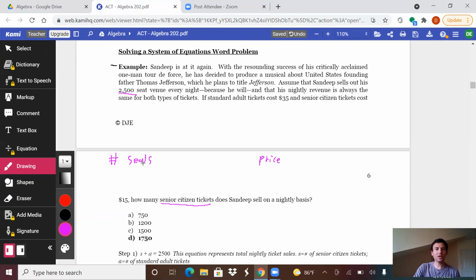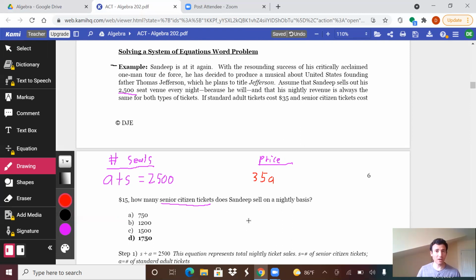So anyway, what we know is that his standard adult tickets plus his senior citizen tickets has to equal 2,500. And if we're looking at price, we know that it's $35 for a standard adult ticket, and we also know that it's $15 for a senior citizen ticket.